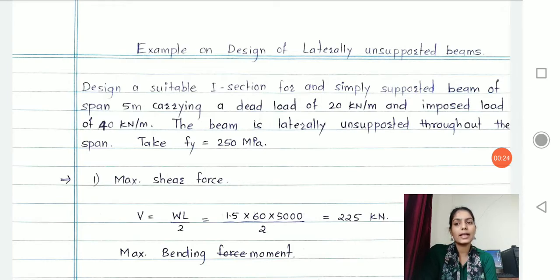How does this laterally unsupported beam work, and what is the major difference between laterally supported beams and laterally unsupported beams? So let's understand that first. We will then go for the problems.